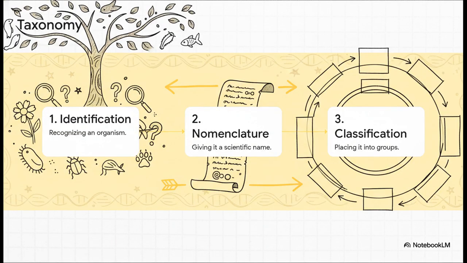And that solution is a field of biology called taxonomy. You can think of it as biology's giant filing system, and it has three basic jobs. First, identification. You have to figure out what you're looking at. Second, nomenclature. That's just a fancy word for giving it a unique, official scientific name. And third, classification, which is putting it into the right folders or groups based on how it's related to everything else.